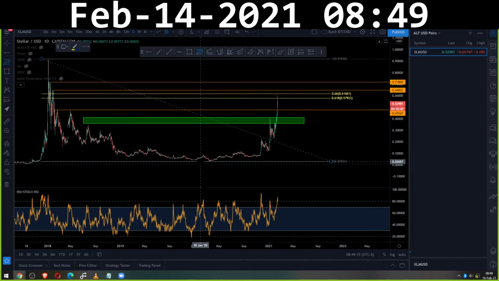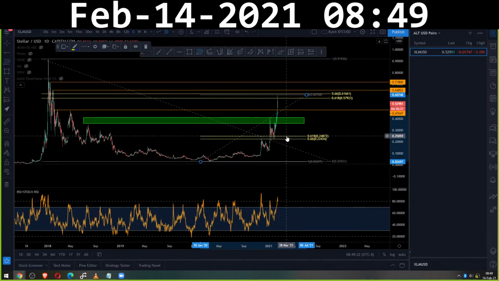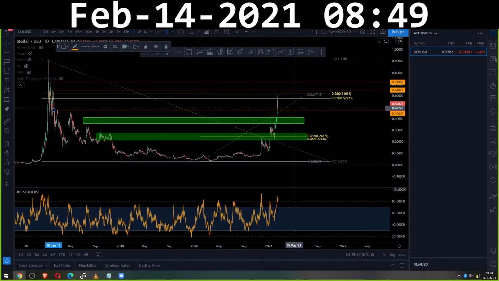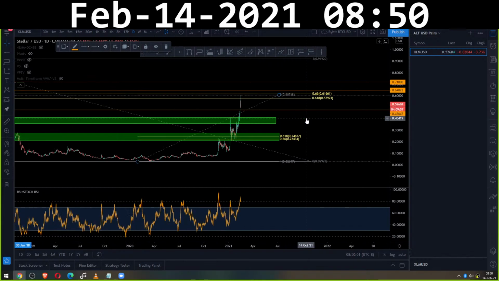So let's say that's the top and we're going to get a pullback. We have the 618 all the way down here. So you have these three areas that I'd be looking for a support resistance flip. If XLM does get a pullback, and again, this is what I would do, none of this is financial advice, I'd be setting alerts right here around 47,647. Then the next area after that, if that fails, I'd be looking for this support resistance flip area right here, which is around 38,386. And then if that fails, I'd be looking for this area around 23,929. Those are the three areas that I'd be looking for XLM to get a pullback from.